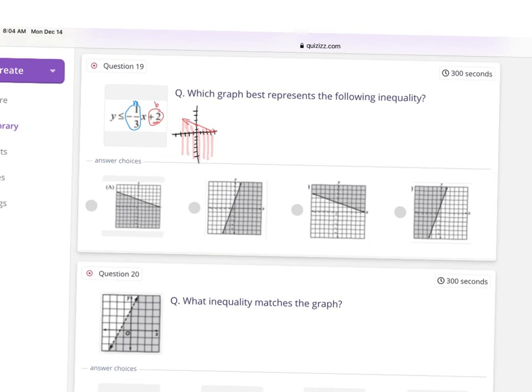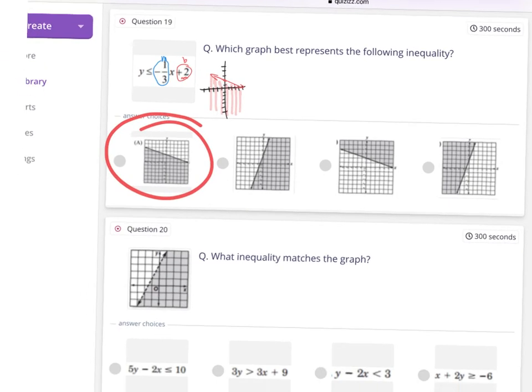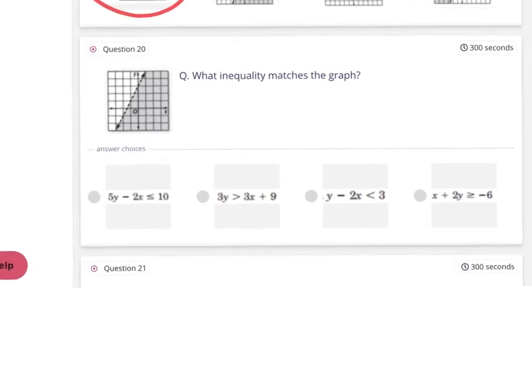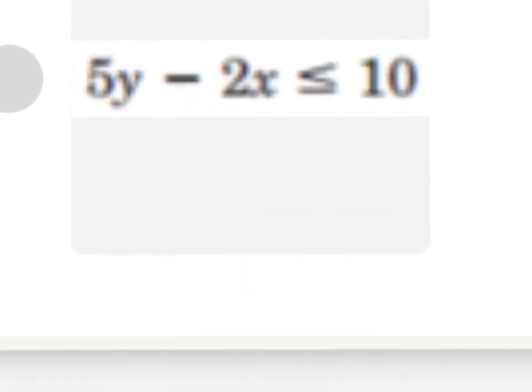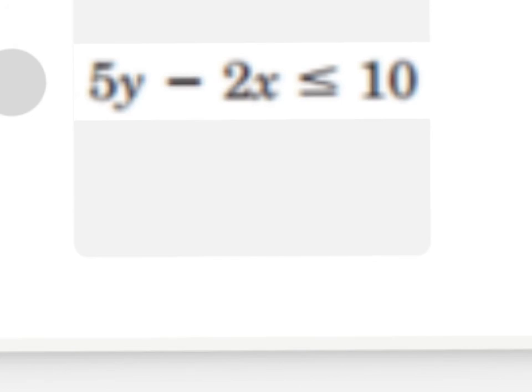It looks like this is our correct answer right there. Let's do this next one. On this next one, it's a little more challenging because it says which inequality matches the graph. So you actually have to change all of them to slope-intercept form, get y by itself on all these, and then see what graph it matches.